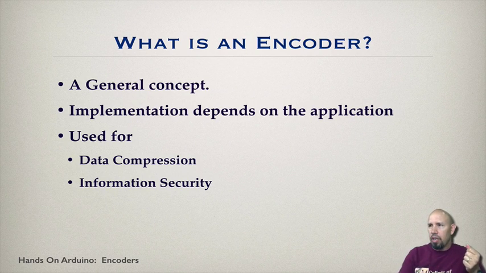These are rotary encoders, but in general, an encoder basically takes something and encodes the information. And so the implementation depends on the application. An encoder could be used for data compression. That is, instead of having a full set of data being transmitted, you might only transmit just the essential information, to reduce the full amount of data down to the compressed amount of data. The other is it can be used for information security. If you are concerned about security of your data, you would want to encode it or encrypt it. So those are some applications of encoders.